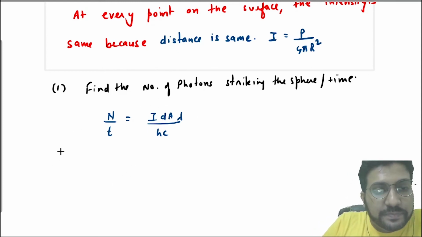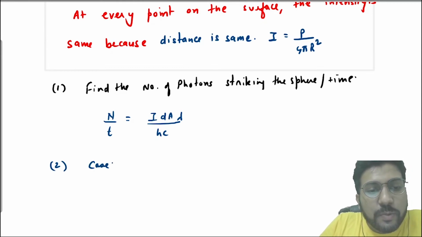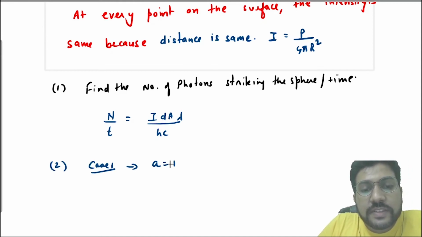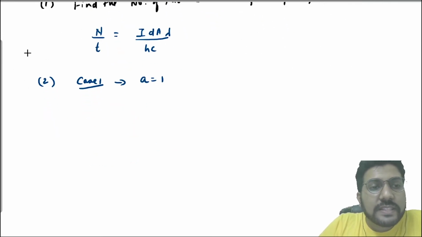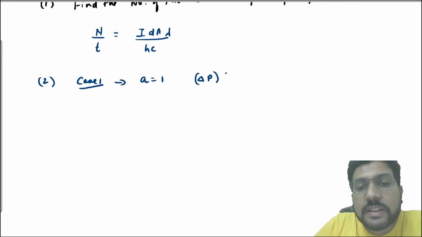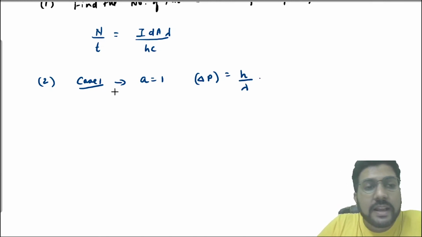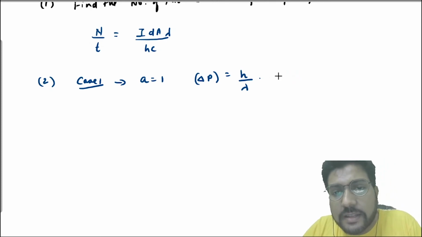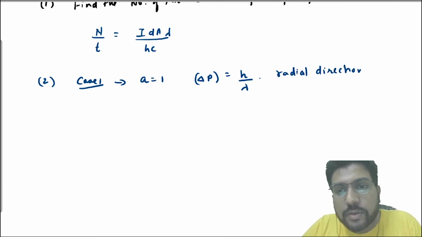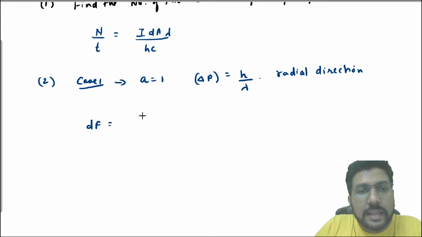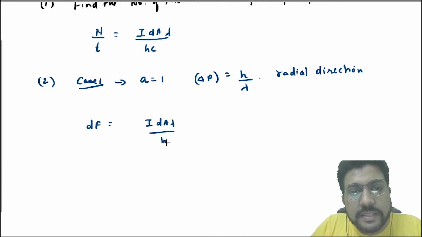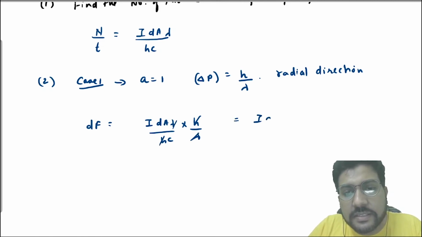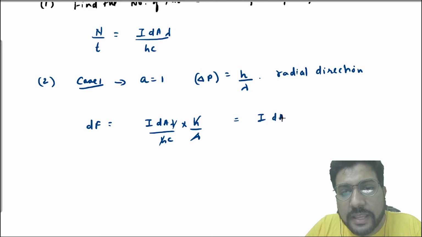Now second, case 1, suppose the surface is completely absorptive. So if the surface is completely absorptive, then the change in momentum is how much? The change in momentum is h by lambda, and it is again in the radial direction. So you will write dF is n by t, that is I dA lambda by hc, multiplied by h by lambda. h cancels, lambda cancels. You will get a simple answer as I dA by c.